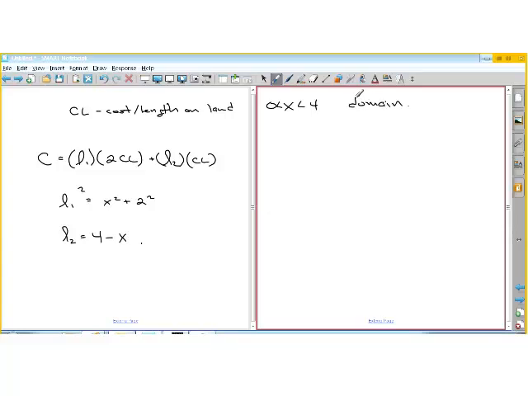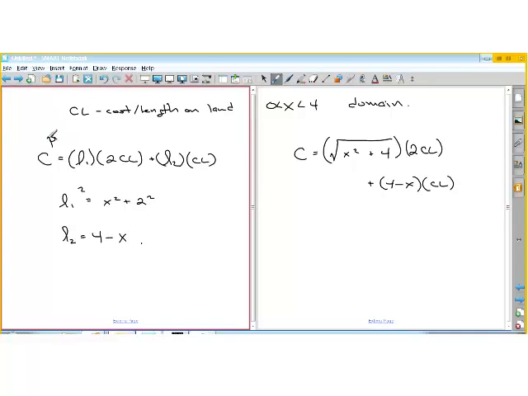So that's our domain. So let's substitute it in. So x is equal to L1. L1 is equal to the square root. I'm going to take the square root of x squared plus 4 times 2CL. And L2 is 4 minus x times CL. Okay, so now we have the primary equation. This is our primary equation, and we had two secondary equations.